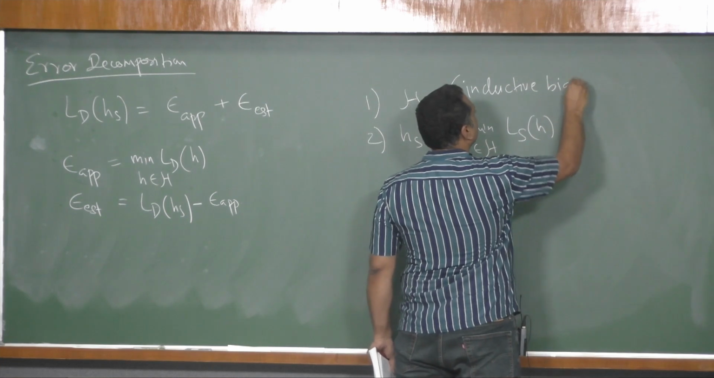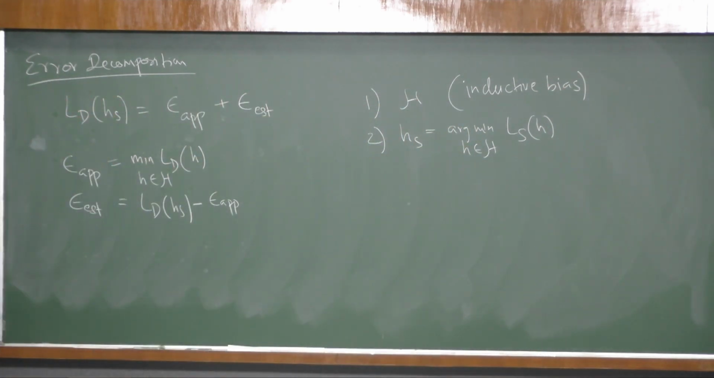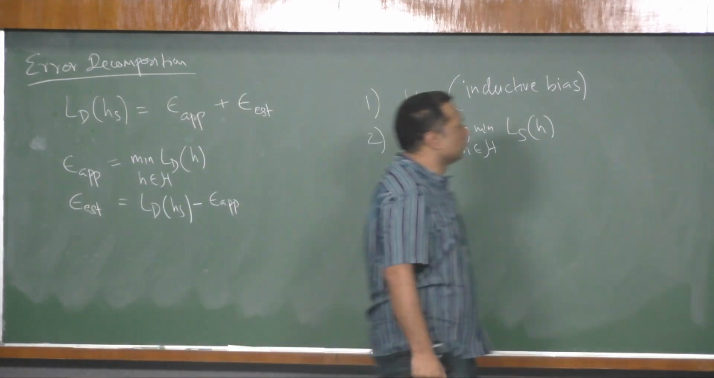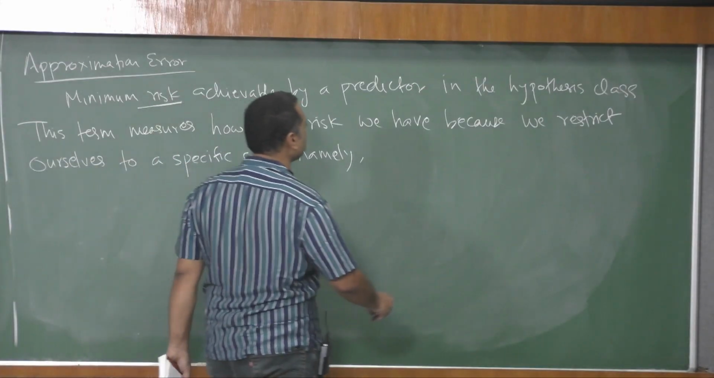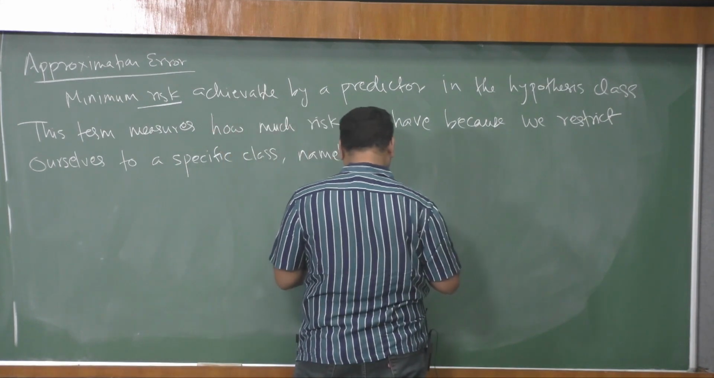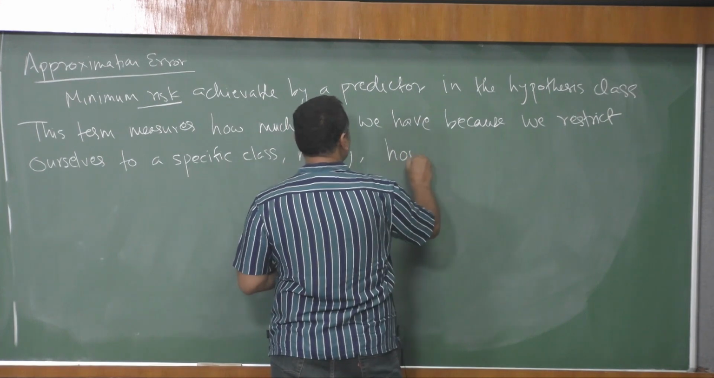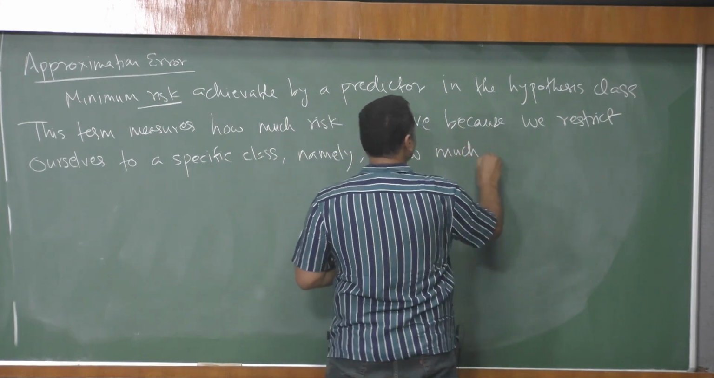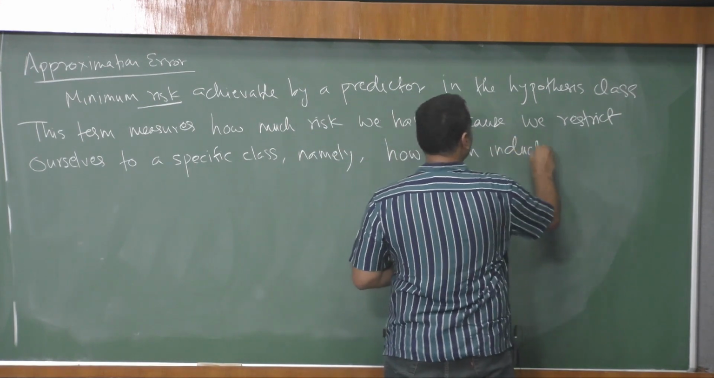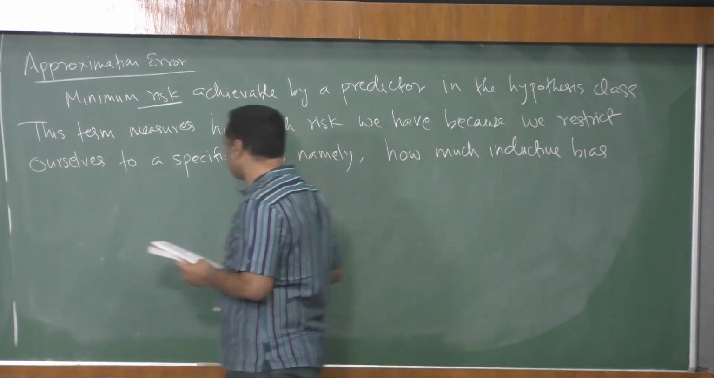And you have to have this inductive bias in machine learning because, in general, you don't know, right? So you have to come up with some class. Anyway, there is no universal learner. So because we restrict ourselves to a specific class, namely how much inductive bias we have.